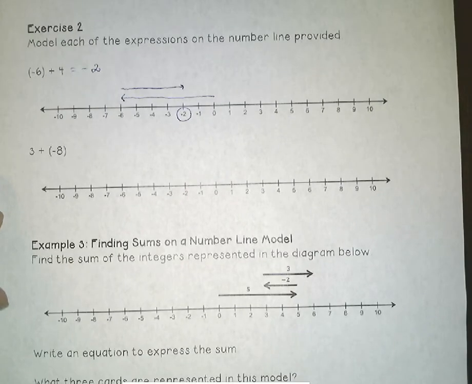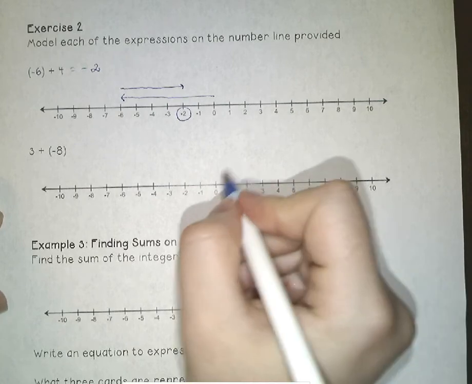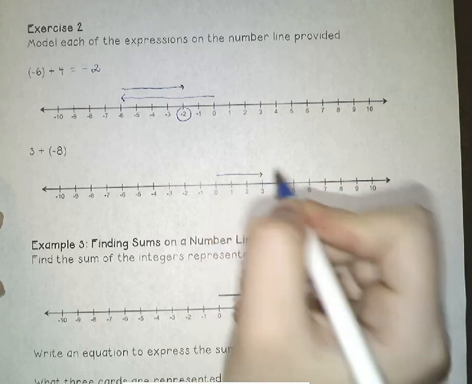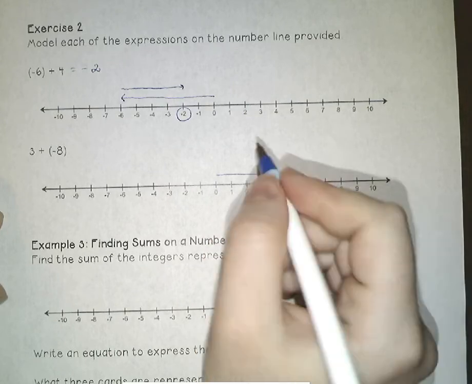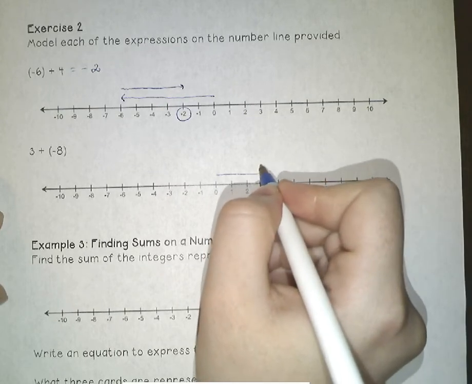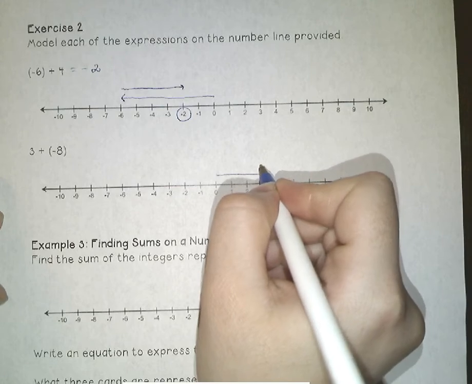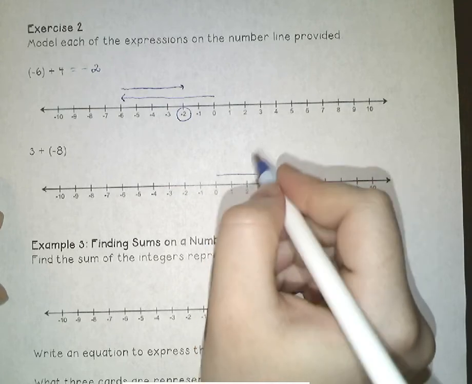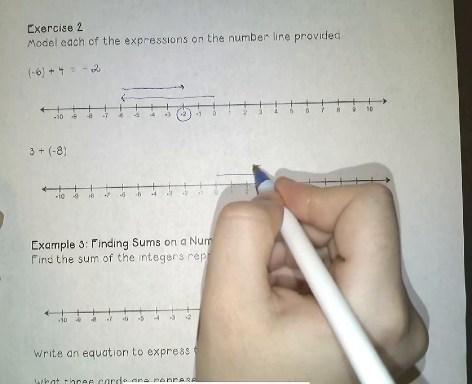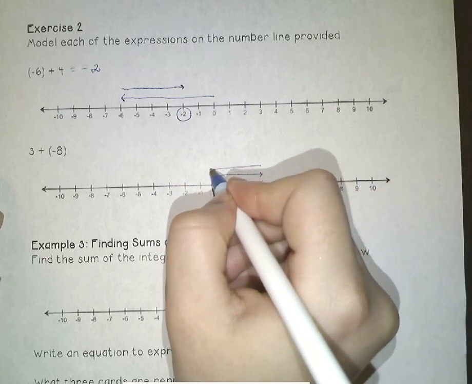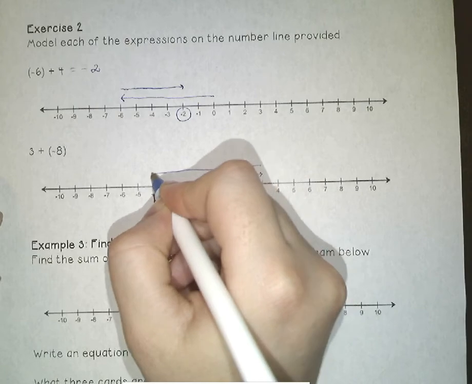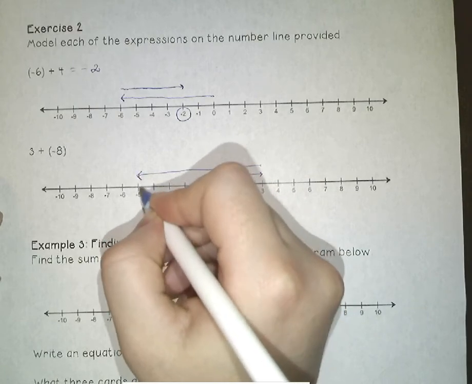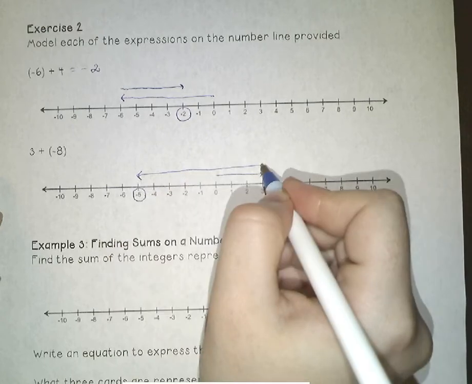3 plus -8. I start at 0 and I go 3 units to the right. Absolute value of 3 is 3. I'm adding -8 to the 3. I'm going 8 units to the left from where I stopped at 3. So 3 and then 5 more, and I would end up at -5. I went 8 units.